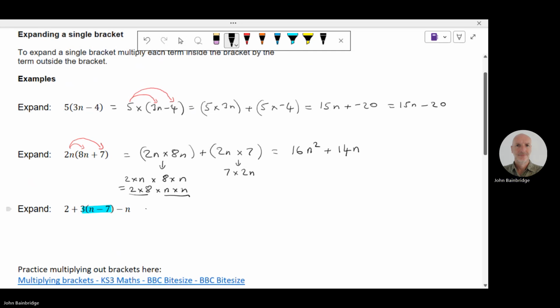So I've got the 2 at the front, and then I'm going to do this multiplication, 3 times n and 3 times minus 7. So I'm going to get 3n plus 3 times minus 7, which is minus 21. And then I've got the minus n at the end. So I'll just highlight here. That's the bit that I've multiplied out. Now I can simplify. I've got 3n minus n, so that's 2n. And then I've got 2 minus 21 is minus 19.